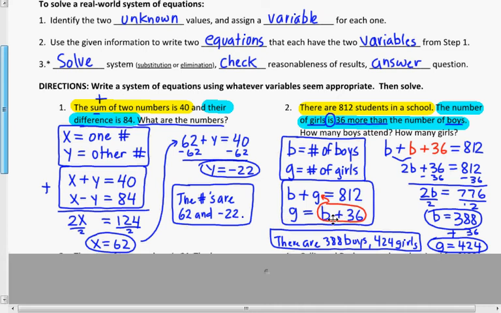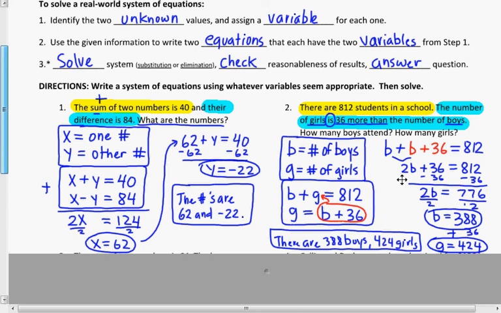So here's one equation you could write based on that sentence. I know some students will jump right to G minus B equals 36. That's fine, you can use that too. But I just encourage you, if a literal translation works for you, go with that. The way these two equations are set up, I can easily just do substitution. If G is equal to B plus 36, I'm going to put B plus 36 in place of the G in the other equation. So B plus B plus 36 equals 812.